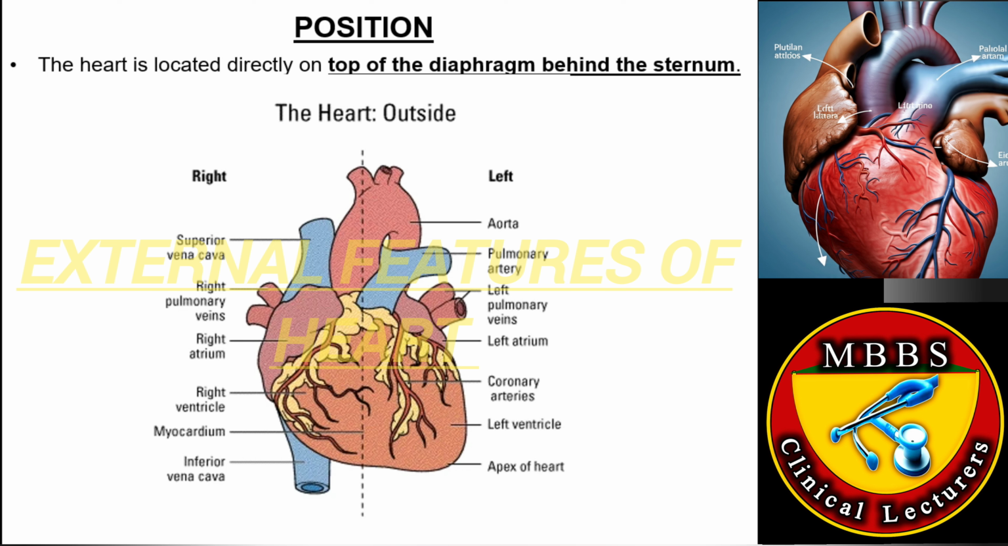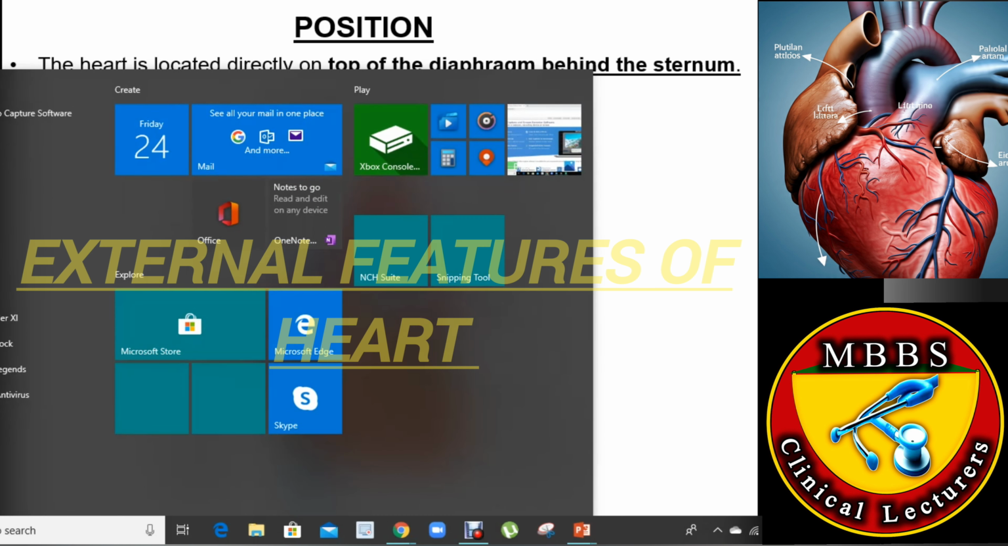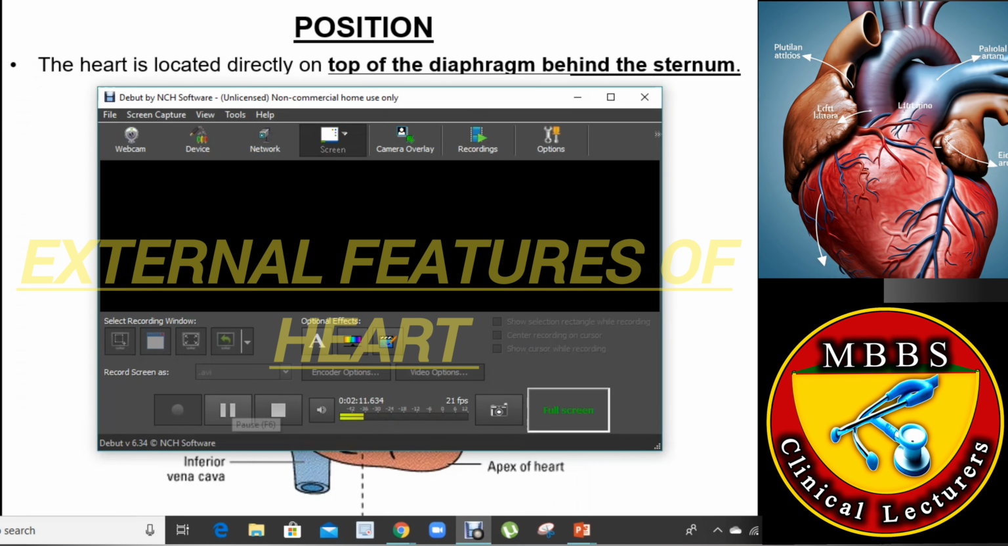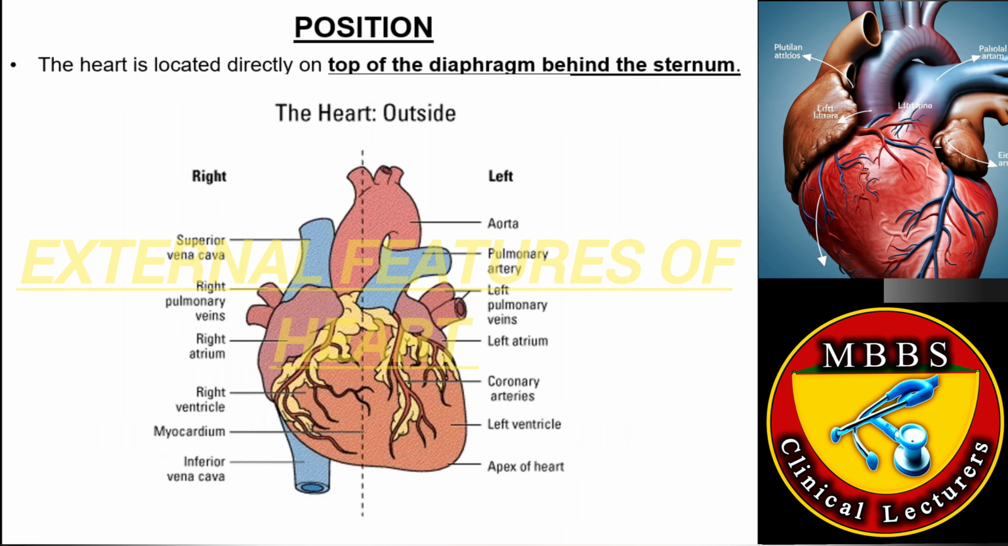The heart is located directly on top of the diaphragm behind the sternum. It is positioned in the middle mediastinum between the left and right lungs. The structure of the heart: the heart is a myocardial muscular pump consisting of 4 chambers. It has 2 auricles, 4 valves and a muscular septum. They are all enclosed within a fluid-filled sac termed the pericardium.